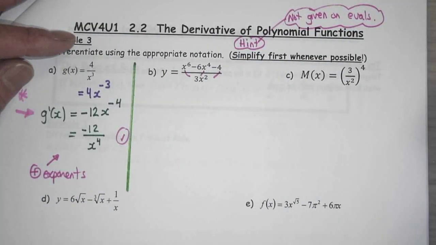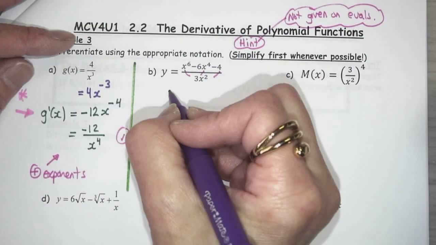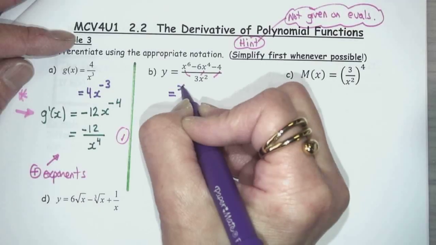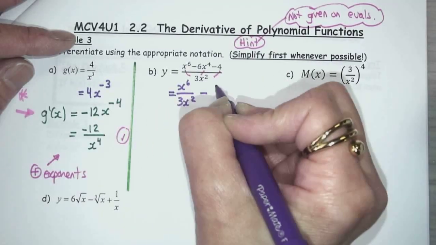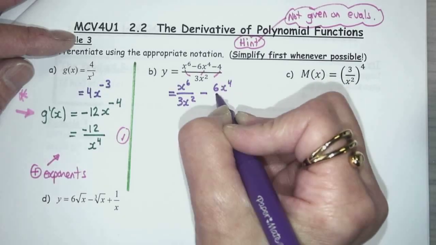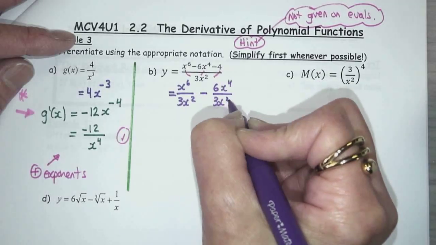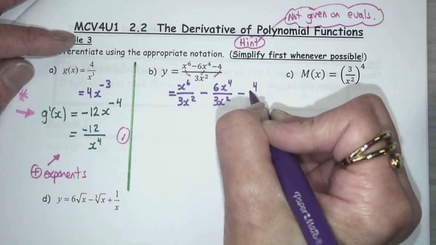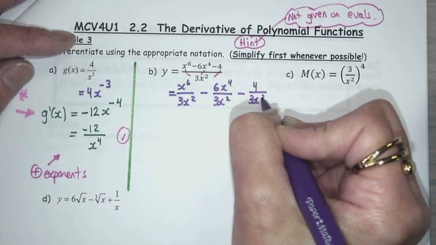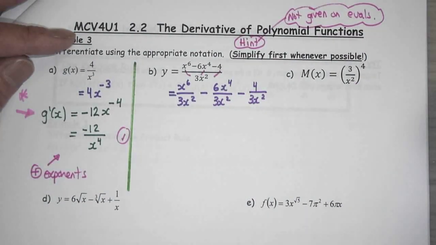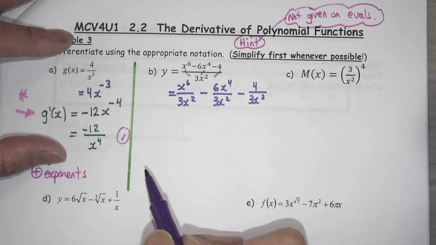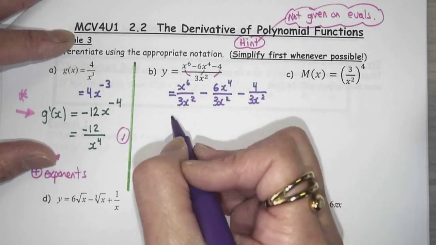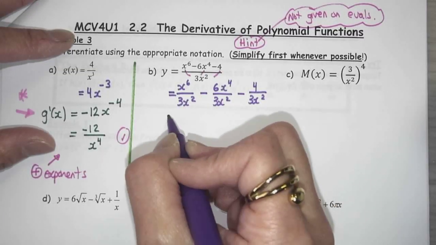I'm going to write one extra step here. You don't have to write it, but if you need to, you're going to write x to the 6 over 3x squared minus 6x to the 4 over 3x squared minus 4 over 3x squared. It's like we're breaking it down. We're taking it from lowest common and breaking it back down. Then you're going to divide into each one. So again, you don't have to show this step if you don't want to, but I just want to show you what my brain was thinking.